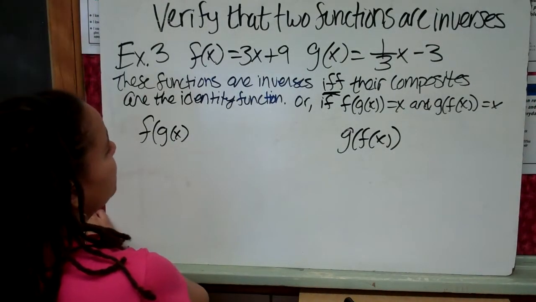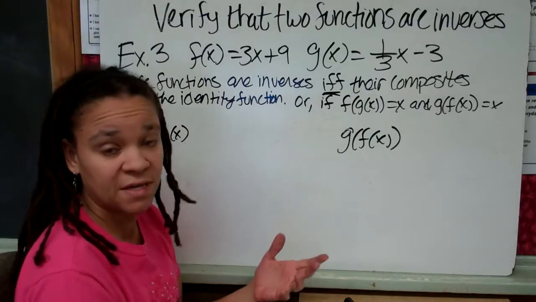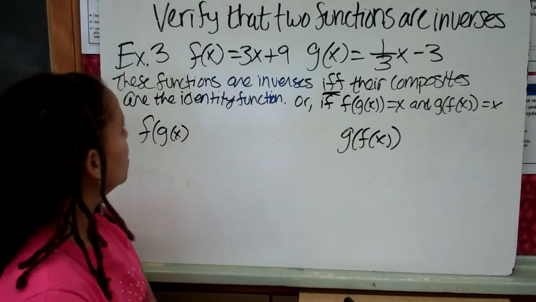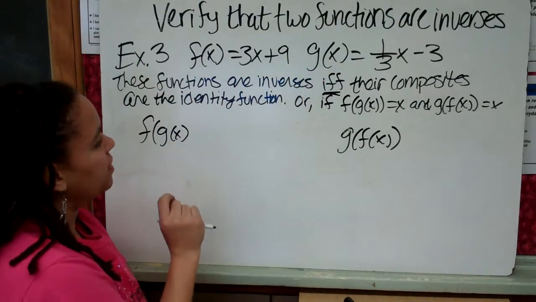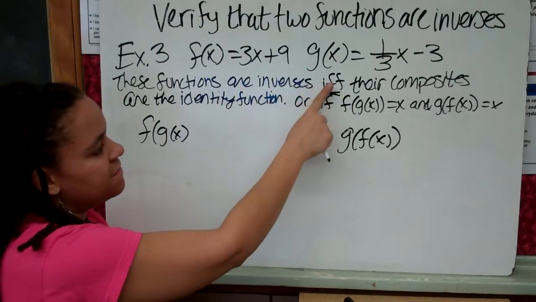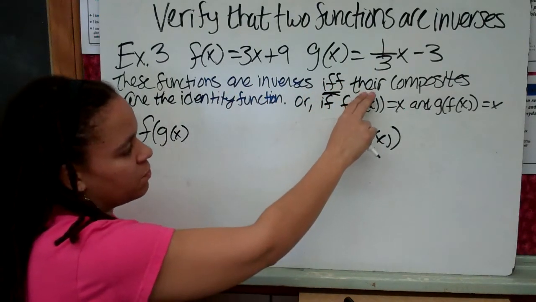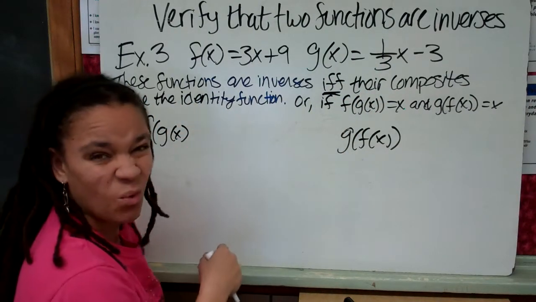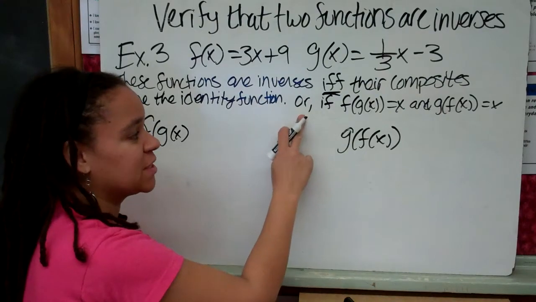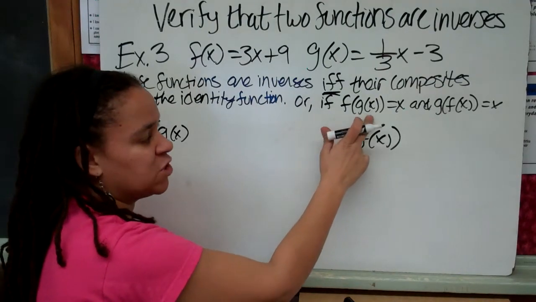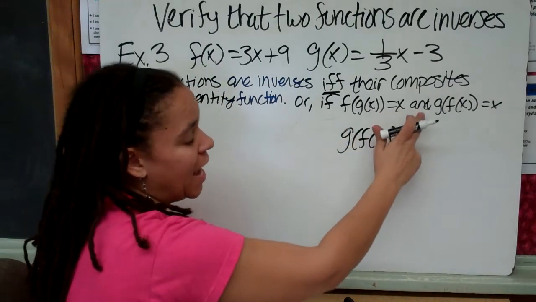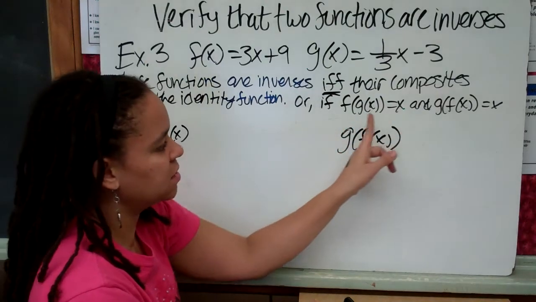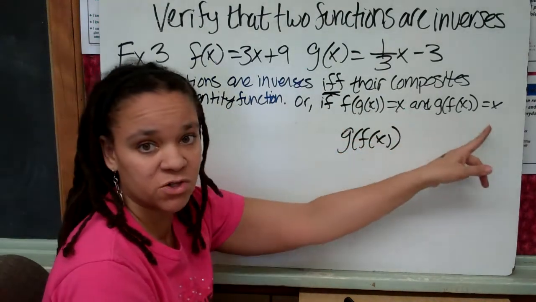All right, let's verify that two functions are actually inverses. So if I say, are these functions inverses, you need to verify it algebraically and then answer yes or no. So example 3, here's f of x, here's g of x. These functions are inverses if and only if, so it goes both ways, their composites are the identity function. Another way, you could say if f of g of x comes out to equal x, and g of f of x comes out to equal x, that means their composites are the identity function. Identity function is just y equals x.